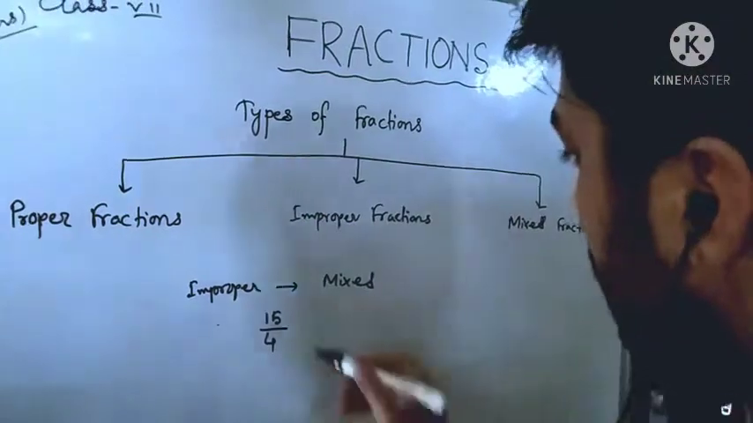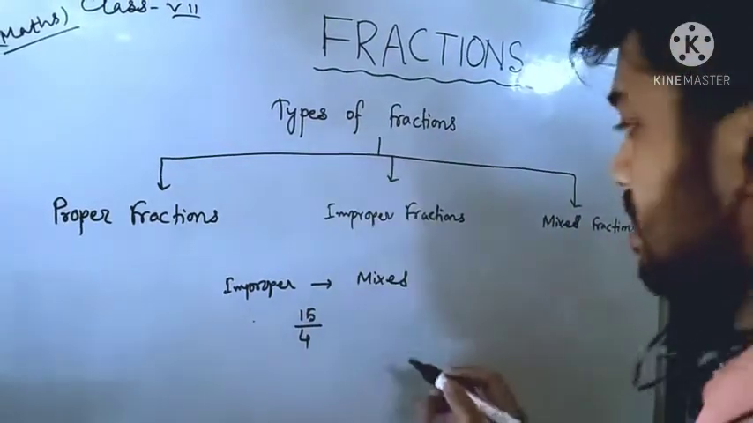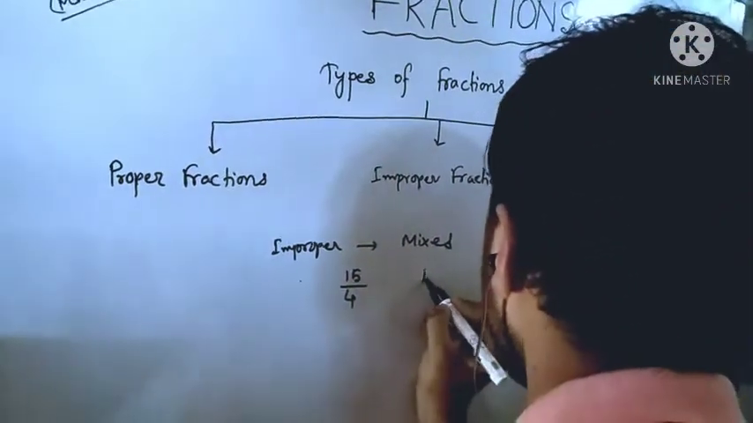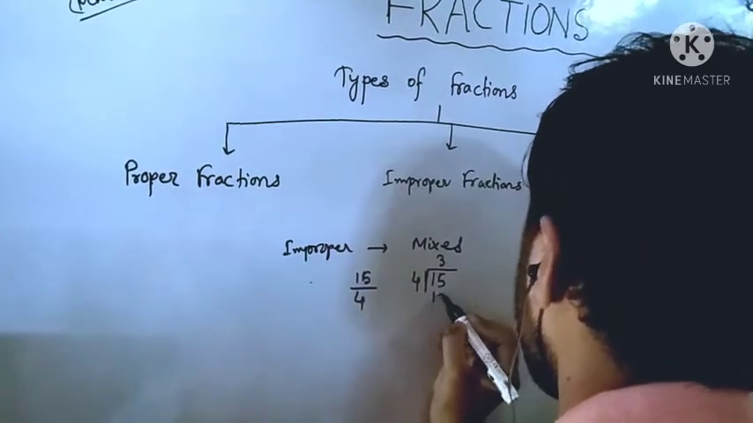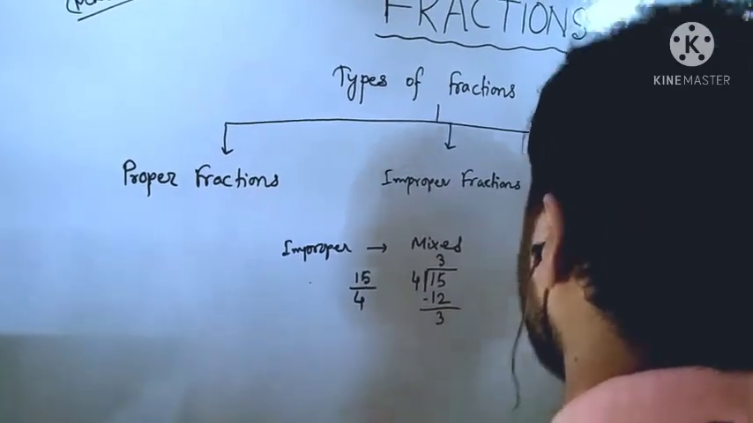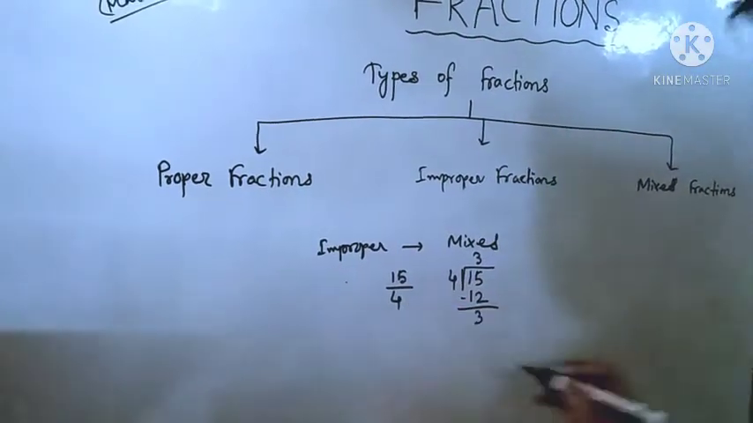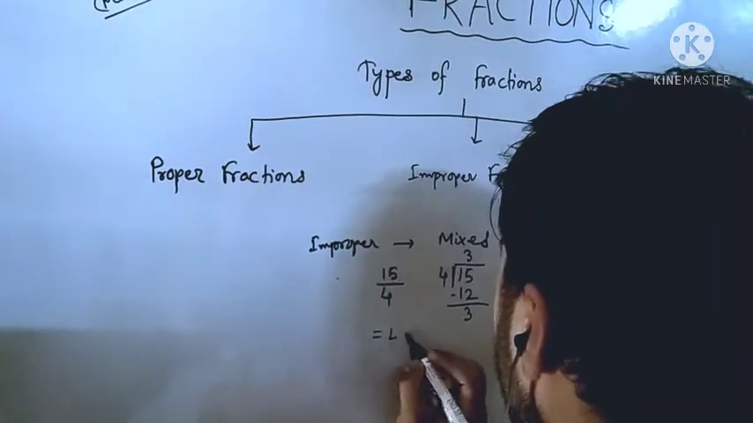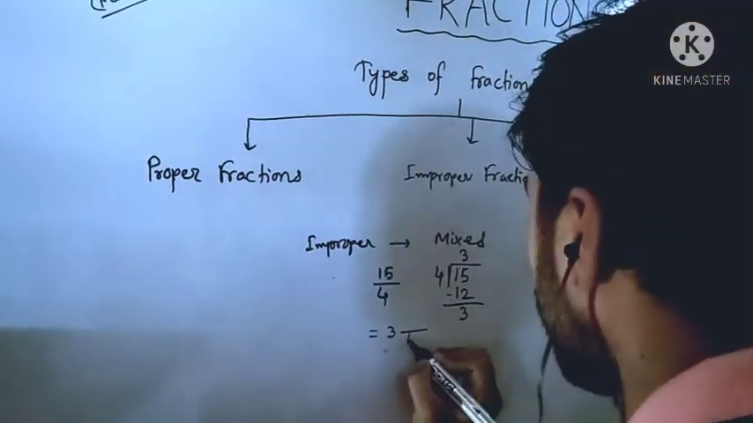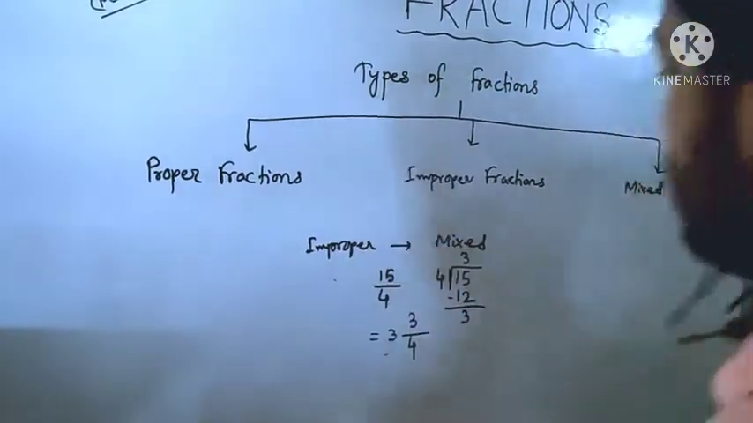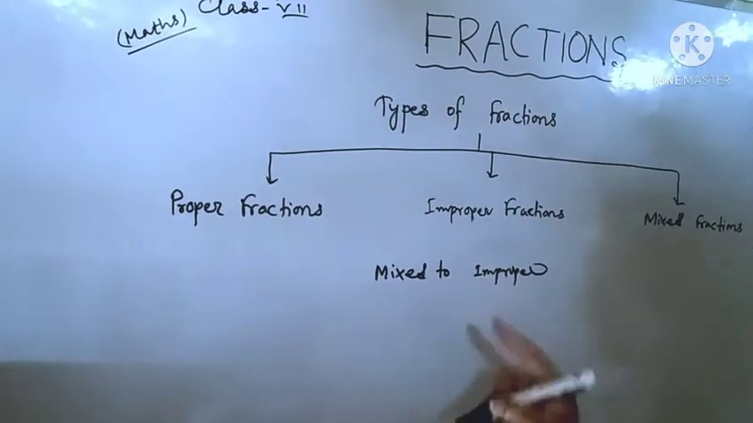Now if we take this improper fraction 15 by 4, we have to write this as a mixed fraction. So we divide 15 by 4. So 3 will be the quotient. Here the remainder is 3 and the quotient is 3, so 15 by 4 will be 3 and 3 by 4. The denominator remains the same. Now we write mixed fractions as improper fractions.